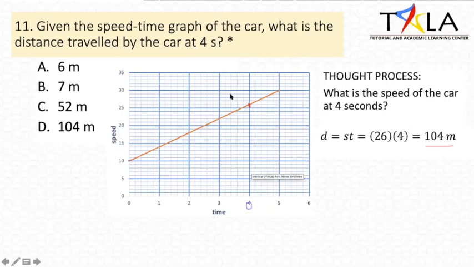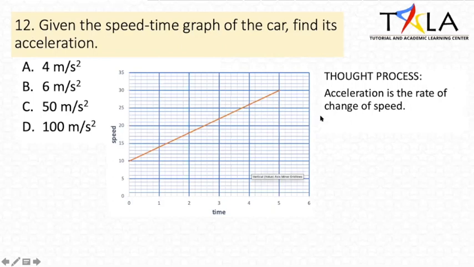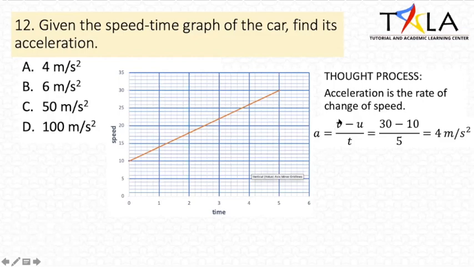Next problem. We are given the same graph, but this time we are asked to calculate for the acceleration. So remember, acceleration is the rate of change of speed. So, paano natin siya ma-calculate? First, syempre dapat alam natin yung formula for acceleration, which is final speed minus initial speed divided by the total time.